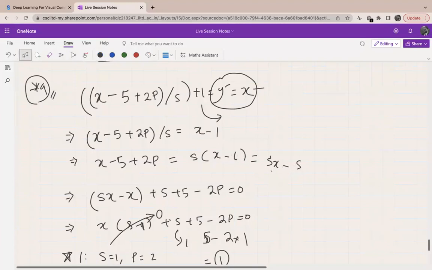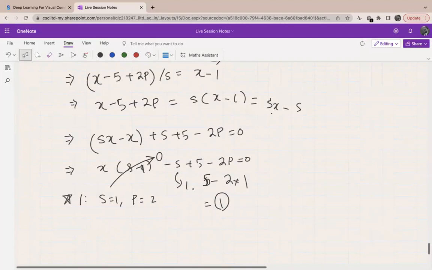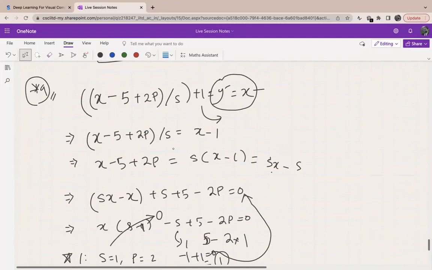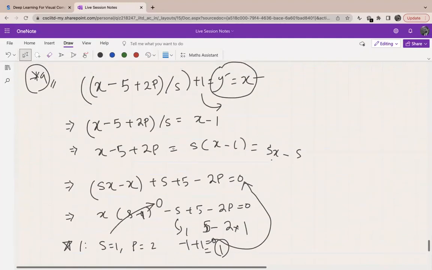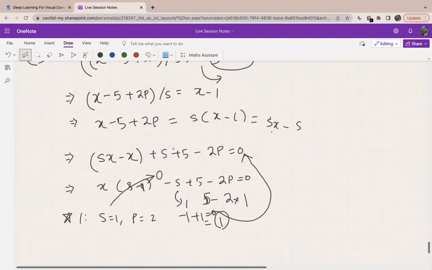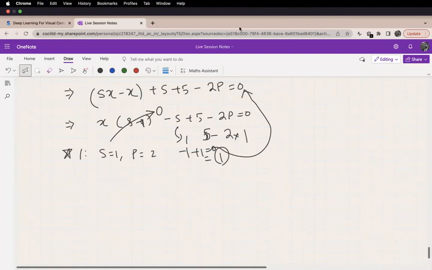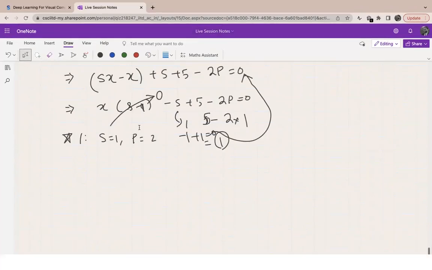This is minus x. So here it should be minus x, not plus x. So here it is 1, here it will be minus 1 plus 1 equals 0, which is equal to this 0. Hence, LHS equals RHS. So the value of P is 2 and stride is 1. And this is also the same for the width and height, in both the horizontal and vertical direction.